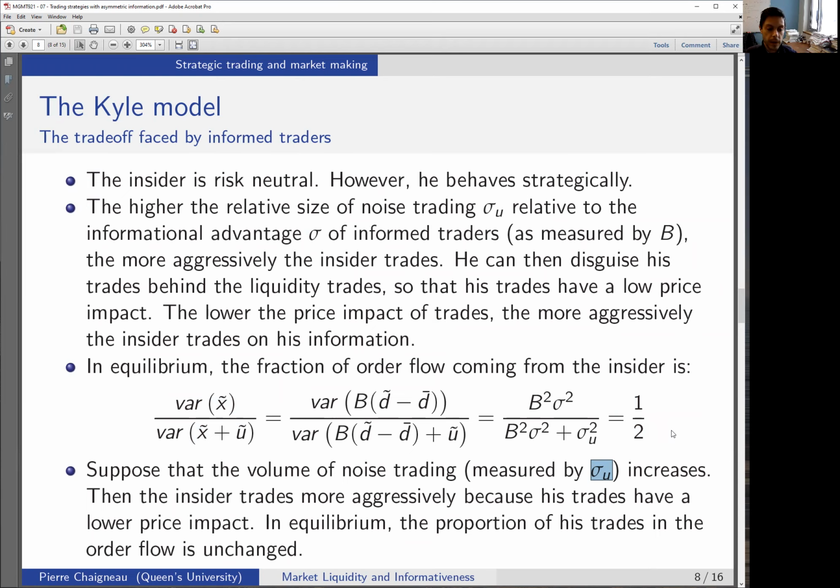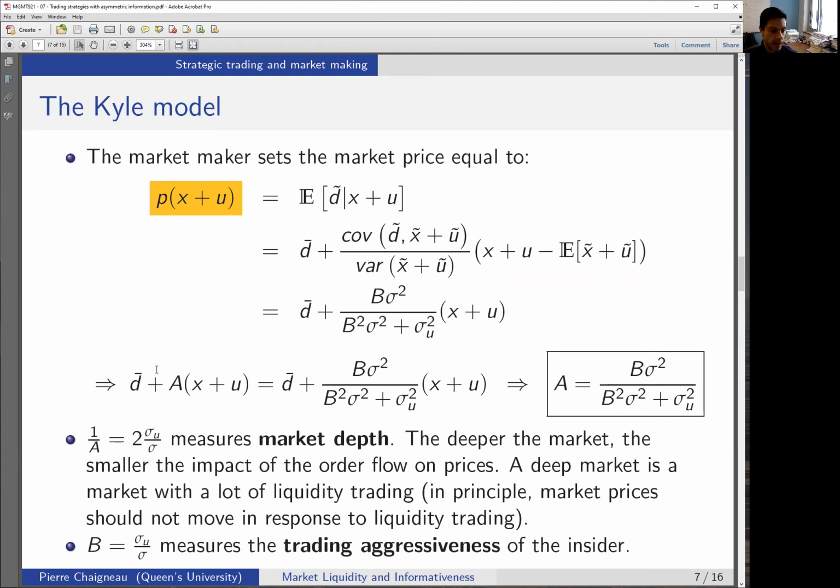Because when noise trading increases, what's happening is that the market is going to become deeper. But then when the market becomes deeper, the insider will trade more aggressively. Okay, so an increase in noise trading is going to trigger an increase in trading aggressiveness of the insider in such a way that the relative amounts of noise trading and informed trading are going to remain the same.